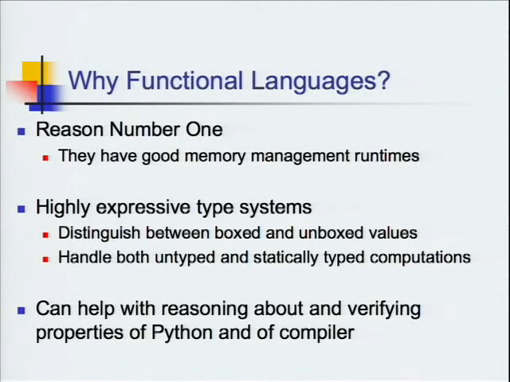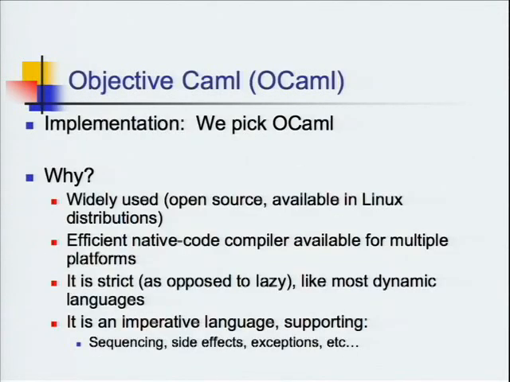So these are only some of the reasons we pick OCaml as our specific functional programming language to which we want to compile Python. Why? First of all, it's a widely used language in the functional programming world. It's open source. It's available on all Unix distributions. It already has a pretty good native code compiler, which works on multiple platforms.